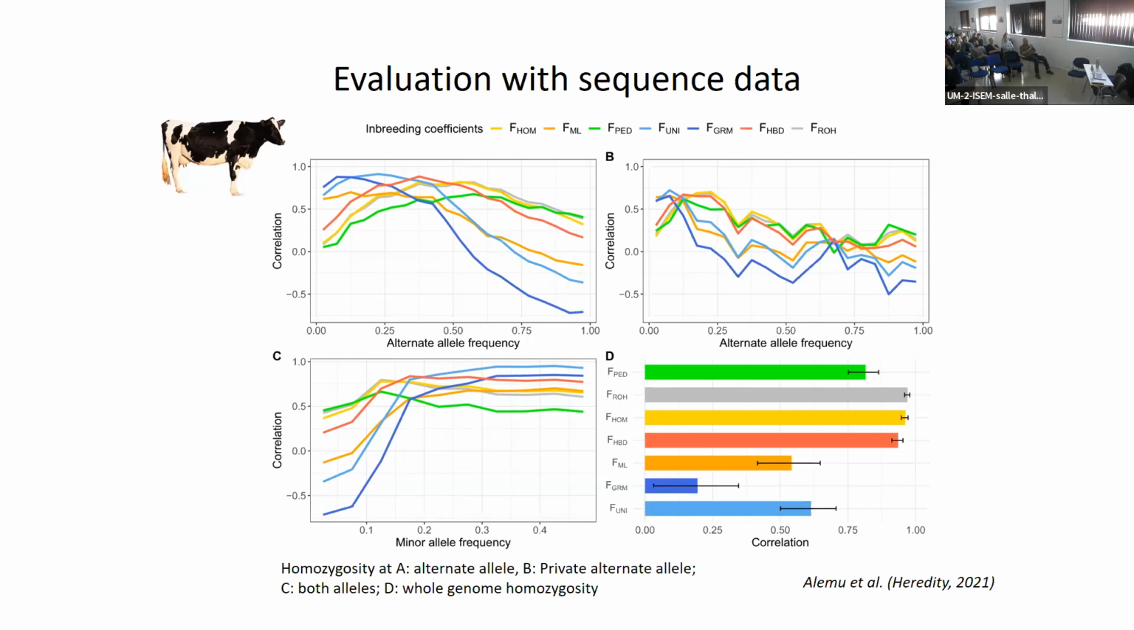And finally, the last graph is the correlation with the whole genome heterozygosity or homozygosity. So it tells you which method correlates more with the total diversity at all alleles of the individual. And in that case, ROH, homozygosity, and HBD are much better than united gametes, for instance.